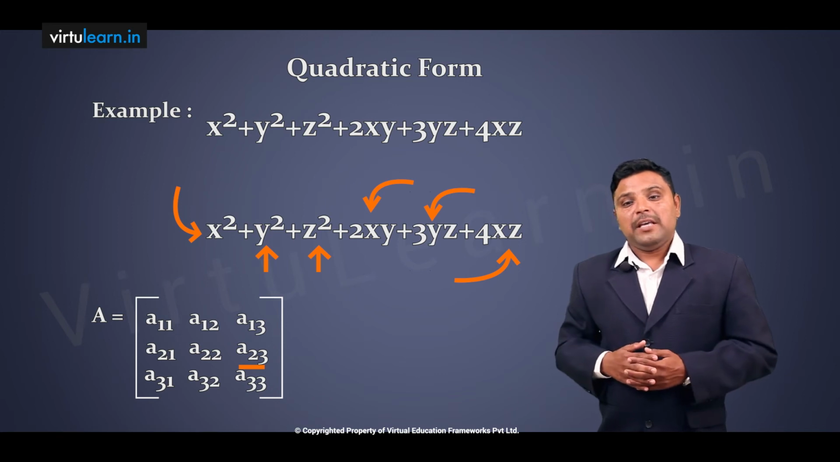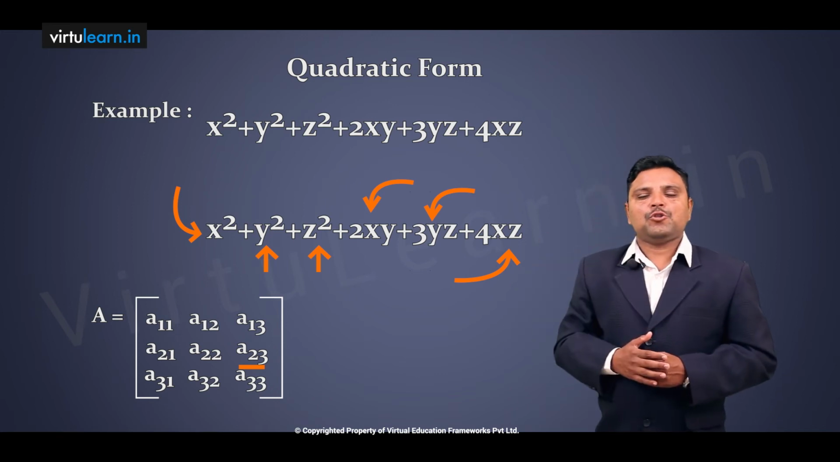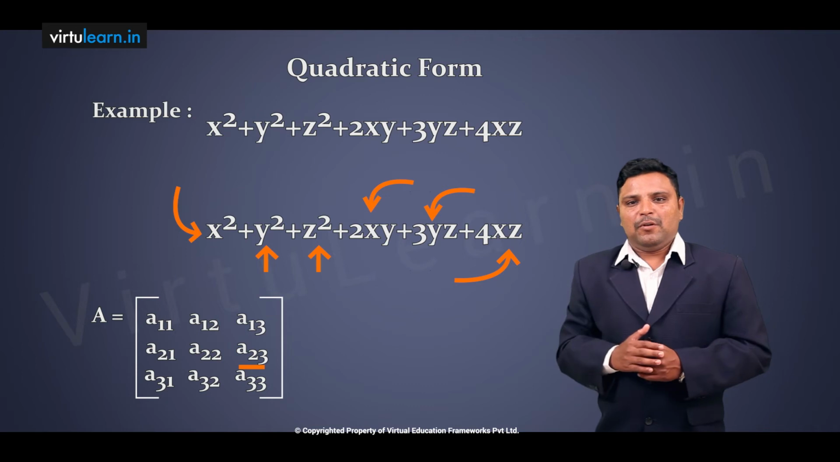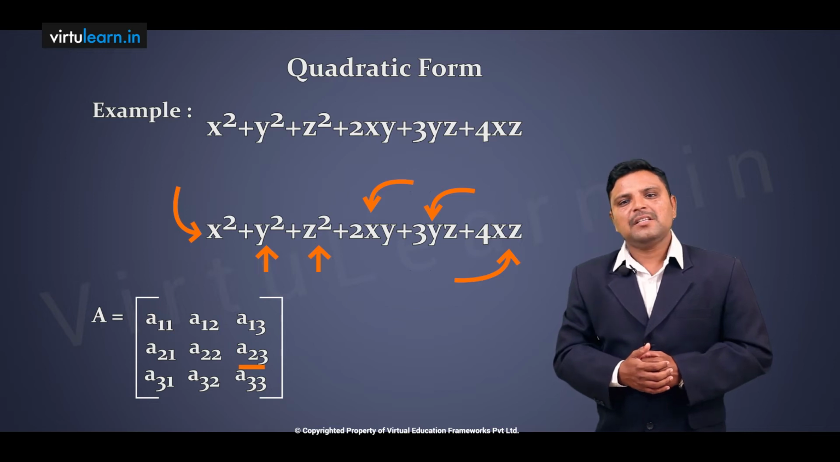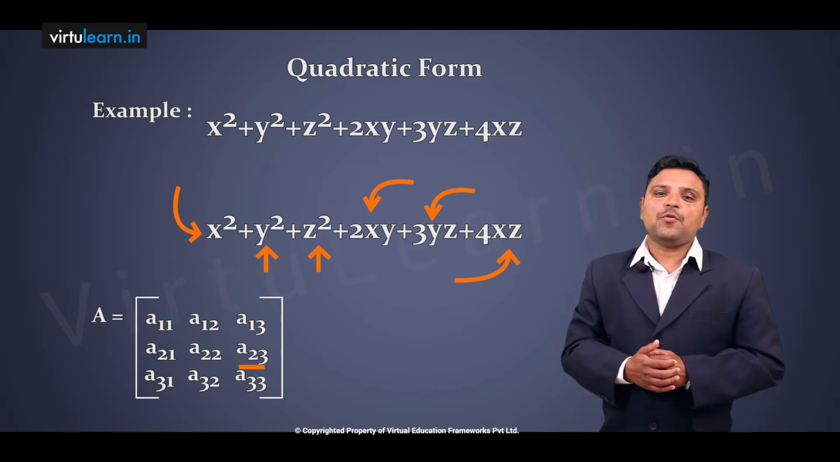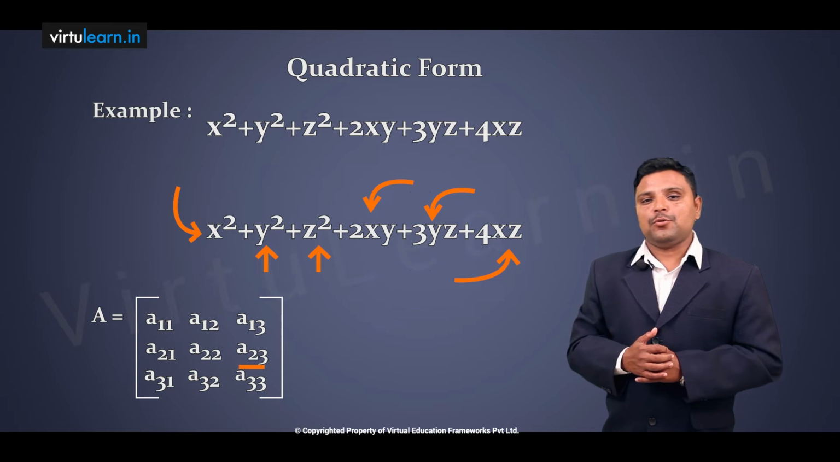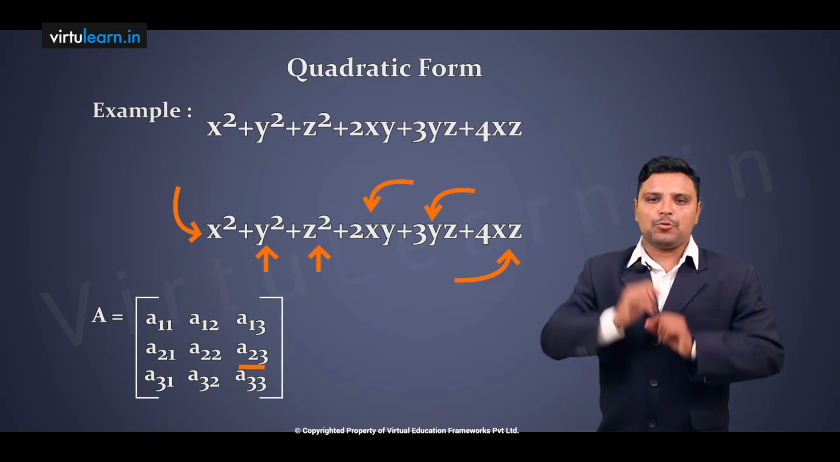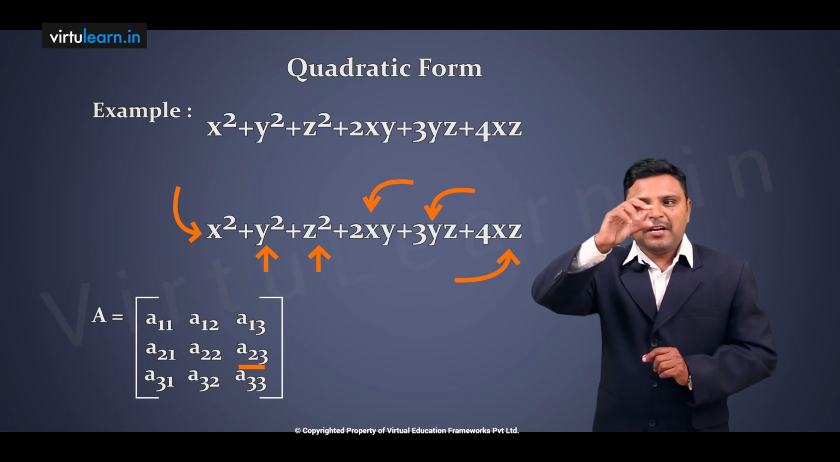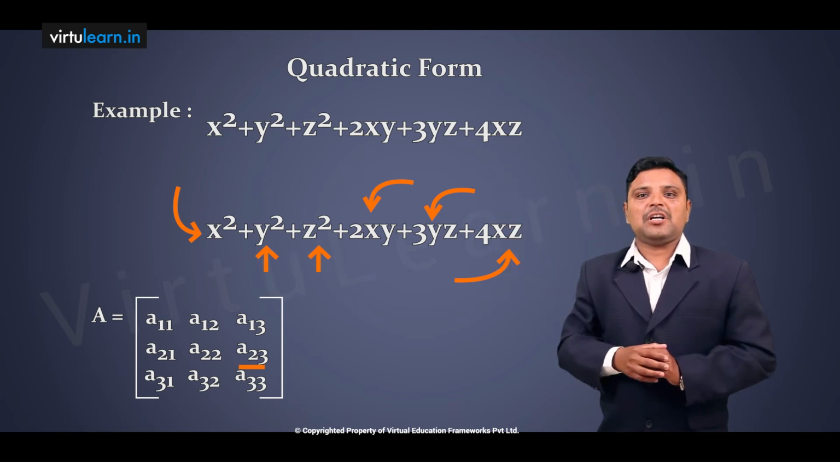Now A13 and A31 both should be the same. A13 means xz and zx. The coefficient of xz is 4, and half of 4 is 2. So in place of A13 and A31 you write 2. Like this, we have completed the first row and first column. Like this you have to fill up.